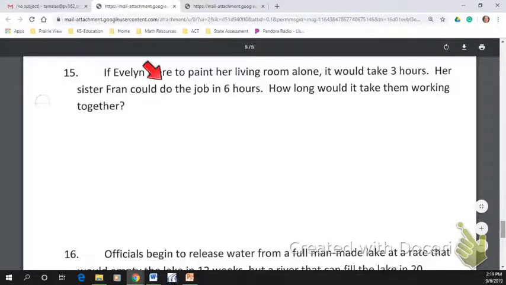All right, so if Evelyn were to paint her living room alone, it would take 3 hours. Her sister Fran can do the job in 6 hours. How long would it take them working together? Okay, so let's write a rate for each of these. If Evelyn were painting, what's her rate? What's Evelyn's rate? 1 room in what? 3 hours. She can paint 1 room in 3 hours. What is Fran's rate?